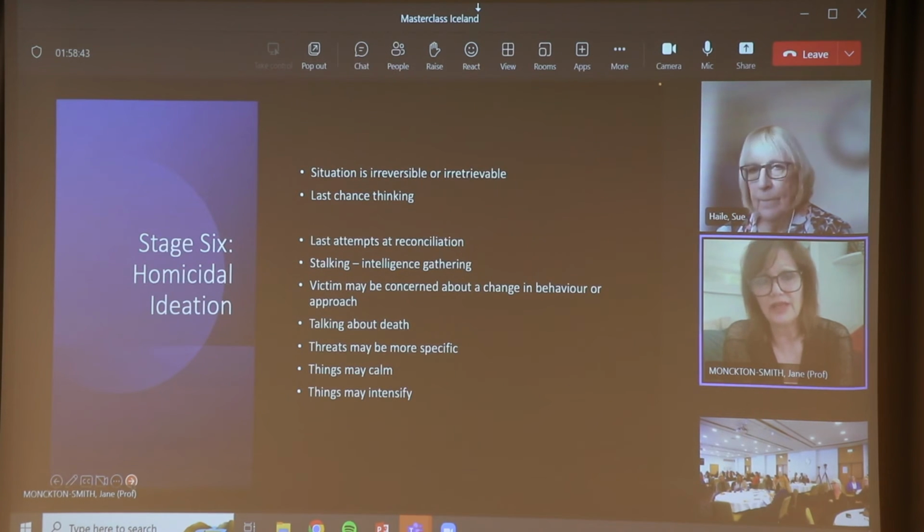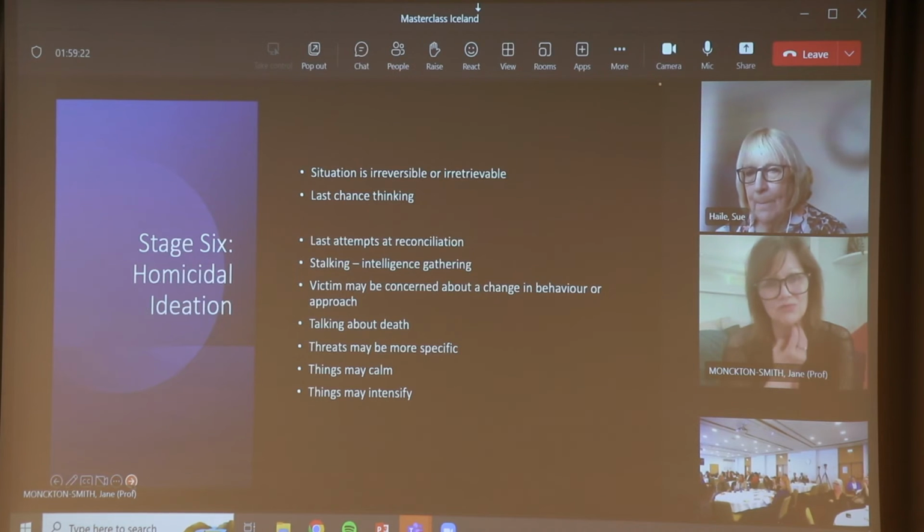You could call it a change in thinking. This is where the situation is perceived to be irreversible or irretrievable by the controlling person. And they can have in their head what the stalking research calls last chance thinking, which is very rigid and very final. And we have noticed behaviours at stage 6 where the term last chance becomes really, really concerning.